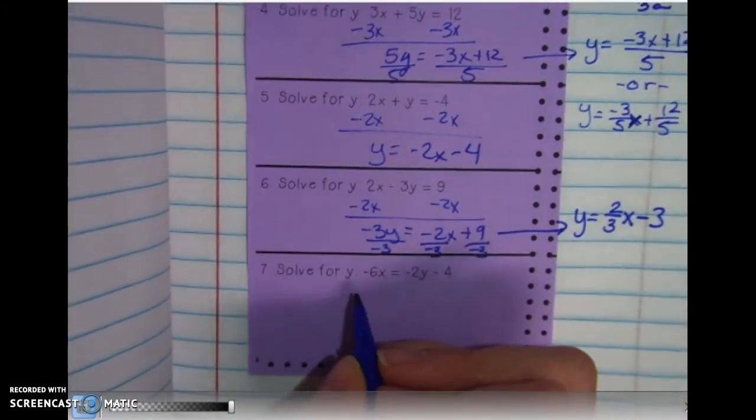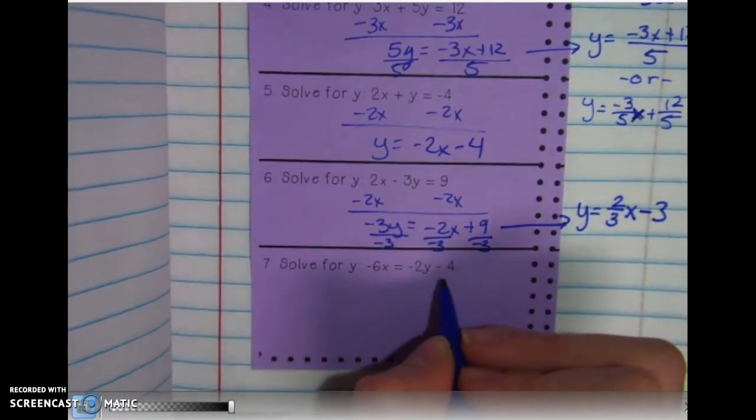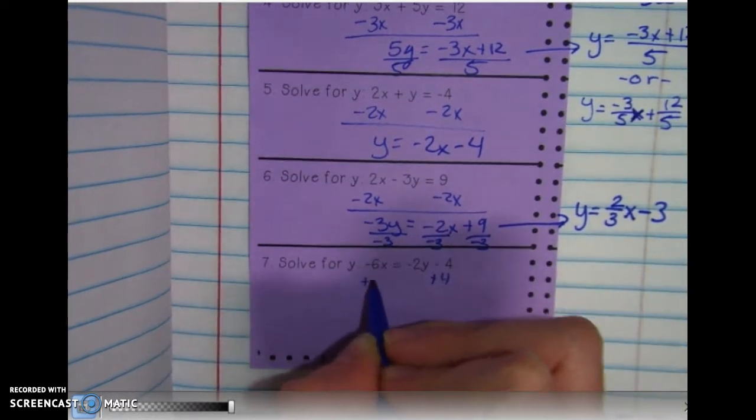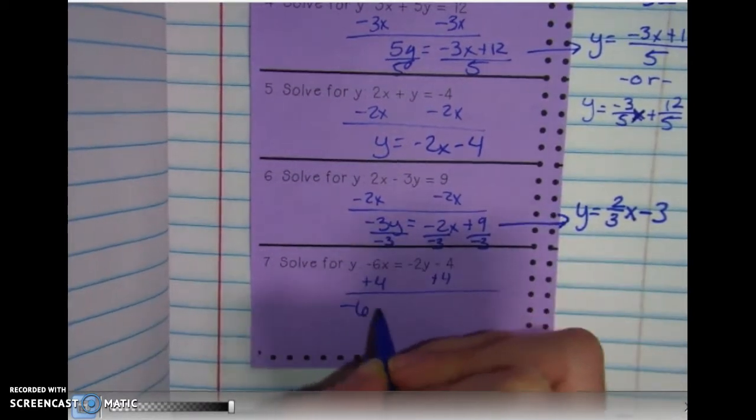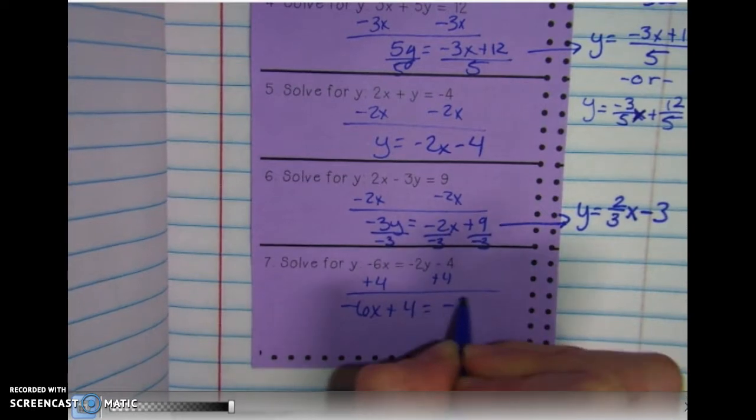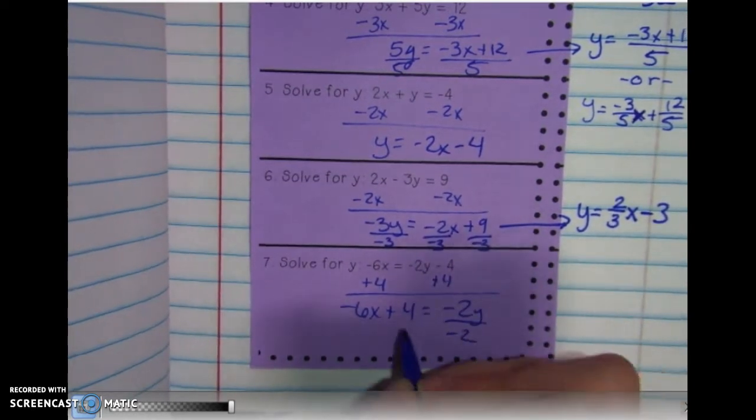Okay. And for 7, we're going to solve for y. I'm going to add 4. So negative 6x plus 4 equals negative 2y, divided by negative 2.